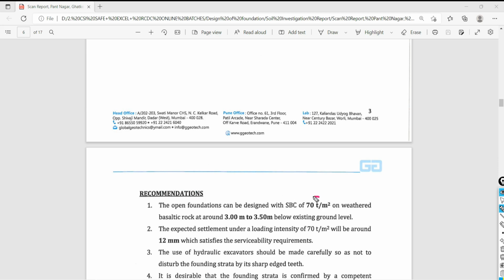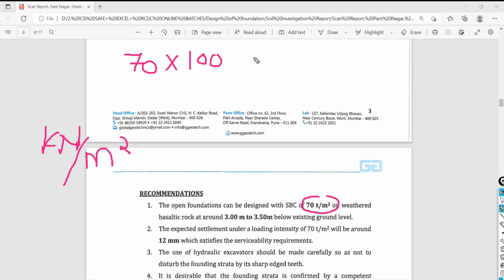Most of the time students are confused about this value. We are familiar with using the bearing capacity of soil in kilonewton per square meter, but they are getting the value in ton per square meter. So what's the problem? 70 is in tons, multiplied by 1000, so it becomes kg. How much will it become? 70,000 kg. And what is the conversion factor between kg and kilonewton?